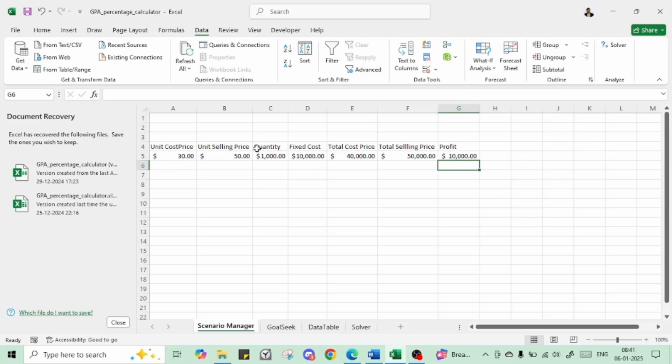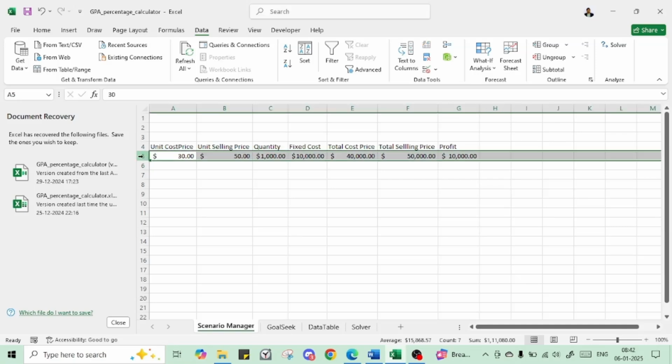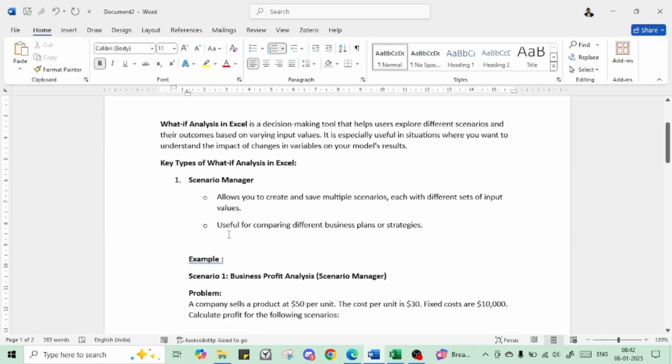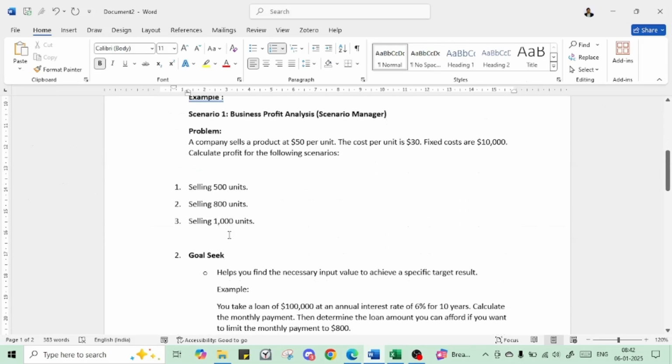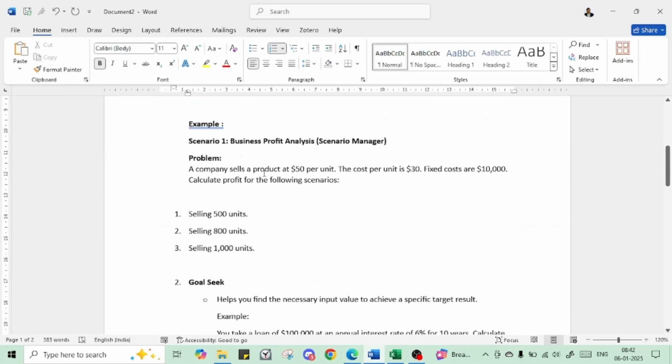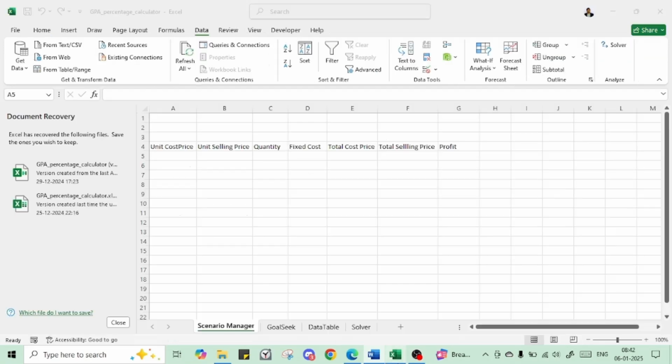I'm reviewing the previously dealt data. Now let's dive into the question. A company sells a product at $50 per unit. So the selling price is $50. The cost per unit is $30. Fixed costs are $10,000. Calculate the profit for the following scenarios: selling 500 units, selling 800 units, selling 1000 units. These are the three scenarios which were given. Now let's get to Excel.